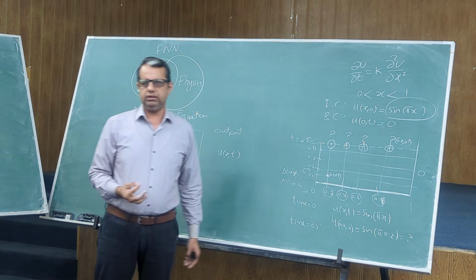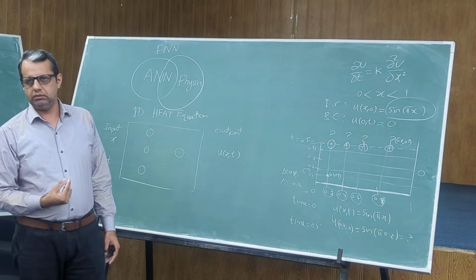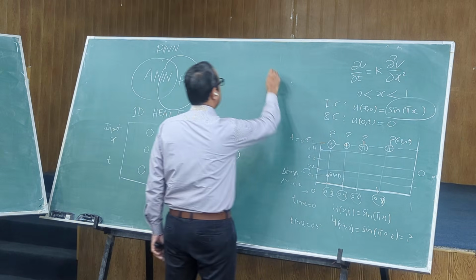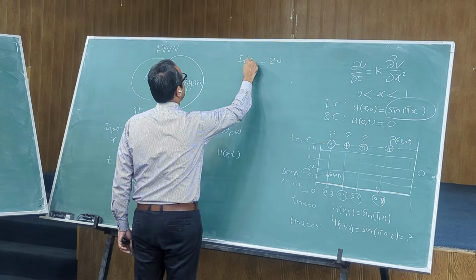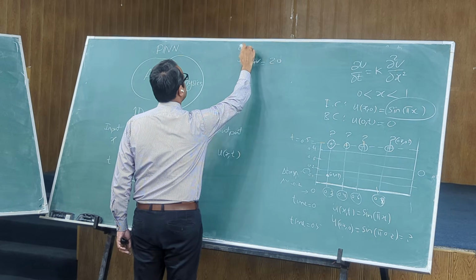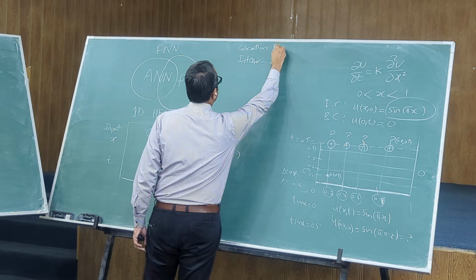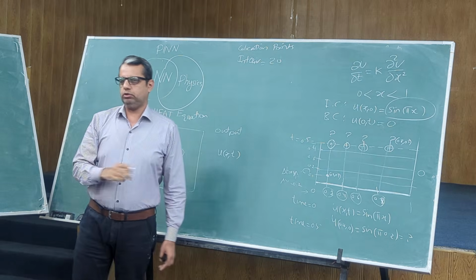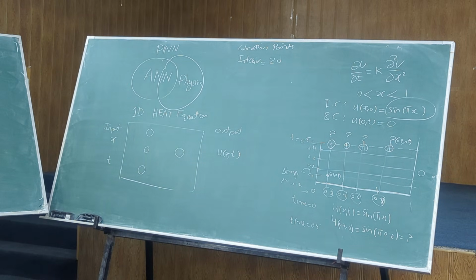In numerical methods, we say interior points. Here we say collocation points. So these are called collocation or interior points. So I have 20 interior or collocation points. This I have designed. It is up to you. You may use 1000 collocation points. I am just explaining to you. This way it will work.